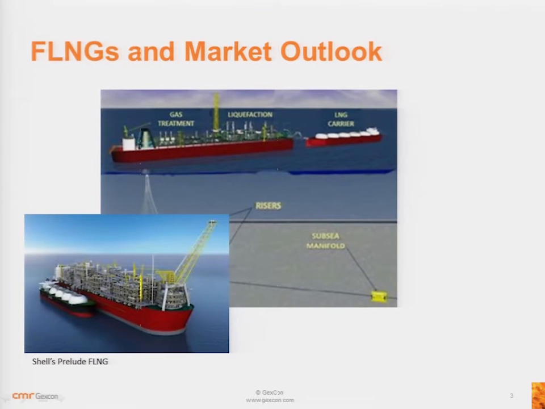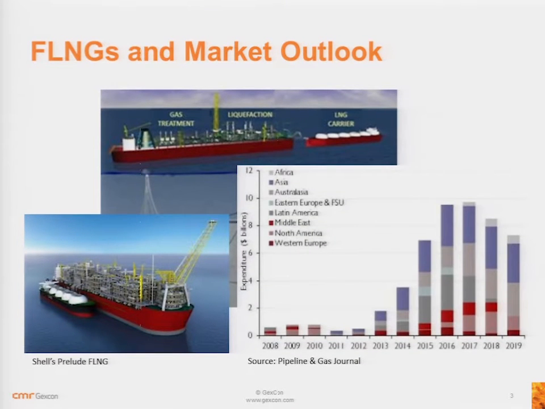This is the Shell Prelude, one of the main examples of FLNGs in production. There's going to be a lot more, as you saw in the previous presentation. This data shows many billions of dollars of projected expenditure in FLNGs. So there's a lot of investment, and therefore a lot of interest in getting things done right.